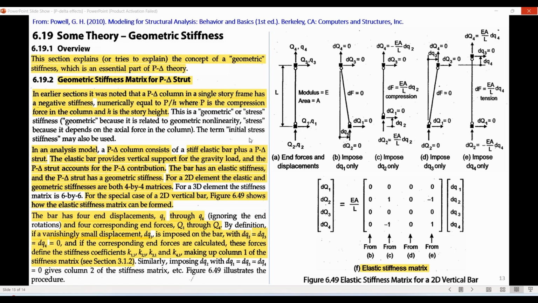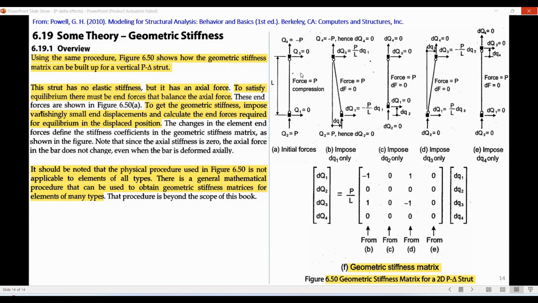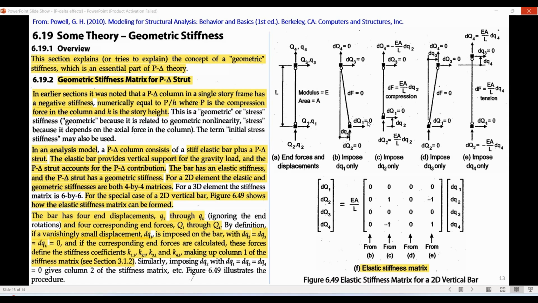Then in this way, we are just trying to understand how we can develop the elastic and the geometric stiffness instead of going into the mathematical details. And as shown here, the P delta column consists of a stiff elastic bar plus a P delta strut. Hence, we can divide this example into two parts, the first one dealing with the elasticity of the member, while the second one dealing with the axial force applied here, assuming that the strut has no elastic stiffness. Hence, here we are dealing with the geometry itself, while here we are dealing with the elasticity.